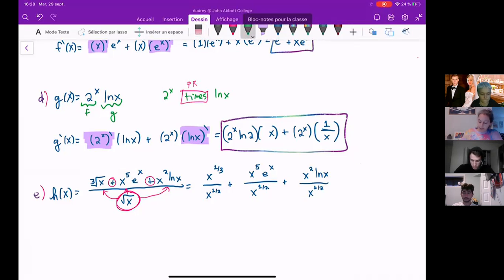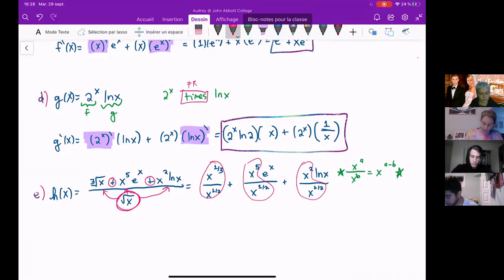And so now I'm just going to remind us of the algebra rule that we're going to use here. X to the a over x to the b is equal to x to the a minus b. And so I can actually simplify, even though that e to the x and that ln x are there, it's not going to change the fact that I can simplify those x's. So I'll have x to the 1/3 minus 1/2, x to the 5 minus 1/2, x to the 2 minus 1/2.